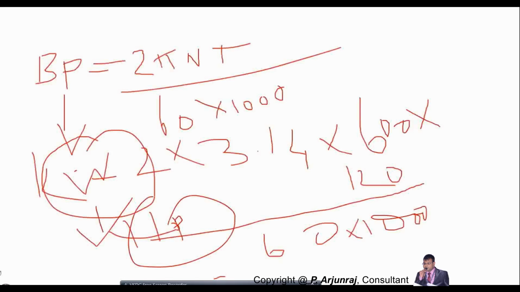See, it is 2 into 3.14 into 600 into 120, divided by 60,000. So when you divide that, you get 7.5.